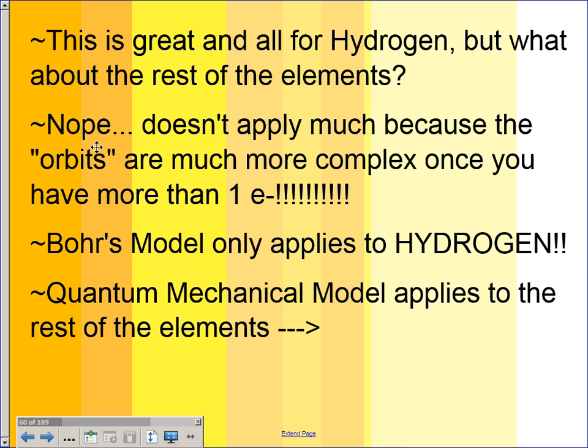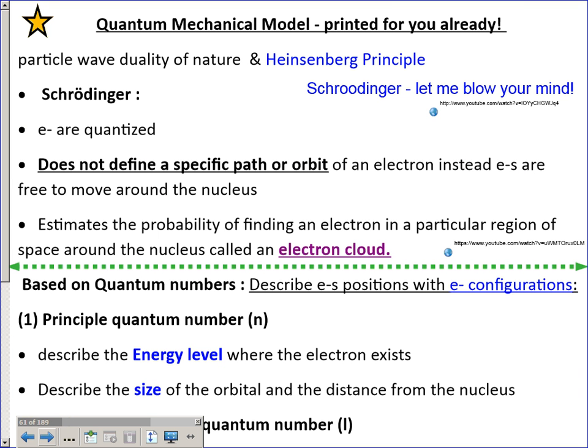So quantum mechanical model, we're jumping in. The first thing to note is this part down here, past the green, is what's on your notes. So if you want to jot down some of the extra stuff, it's up here.